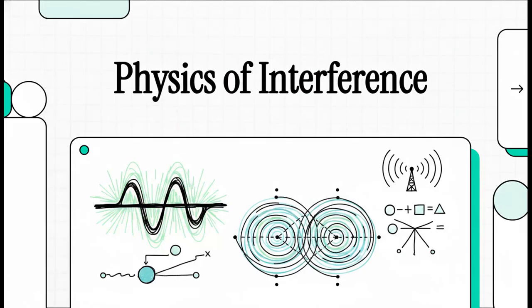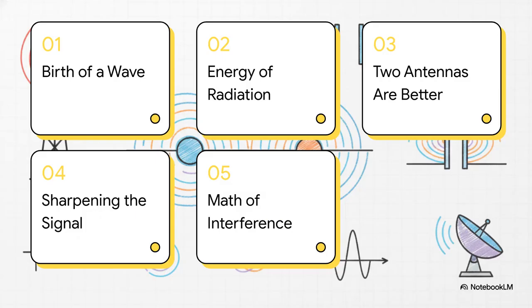Today, we're unpacking the physics of interference, drawing directly from Richard Feynman's legendary lectures. We're going to take a journey together, starting from the literal anatomy of how a physical wave is first born, moving right into real-world engineering dilemmas, and finally exploring the elegant mathematical abstraction that makes all of our modern communications possible. Okay, let's dive right into this.